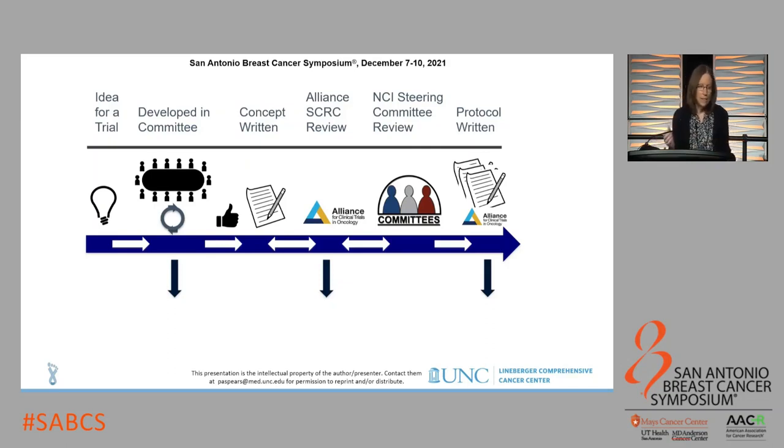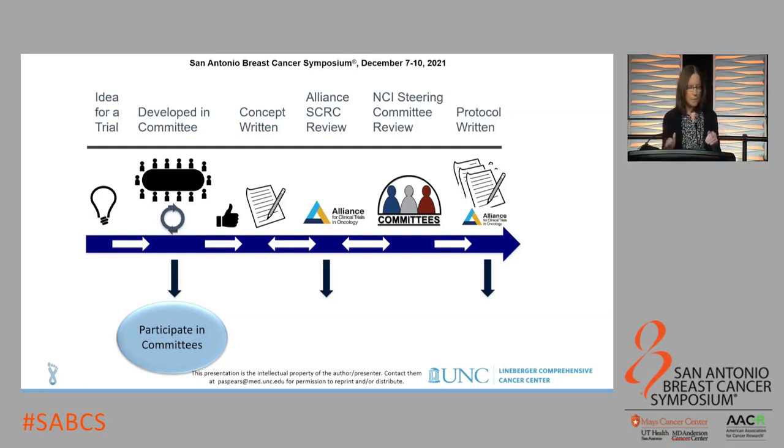So I kind of put together this timeline. I've given this talk to other advocates in the NCTN, but this is my idea of how a trial comes to fruition. So in the Alliance, an idea for a trial comes forward and it's developed in the committee. And so we as patient advocates participate in the committee. I'll show you more detail about what we do in each one. Then once the trial goes through committee and is talked about and gets the okie dokie to go to a concept, it is written up.